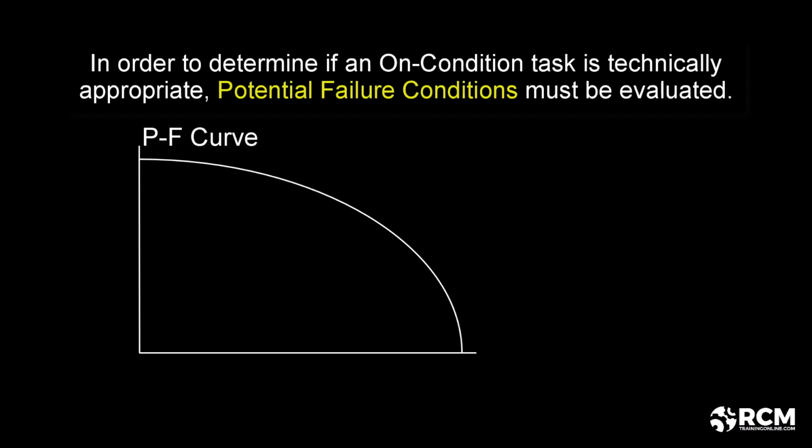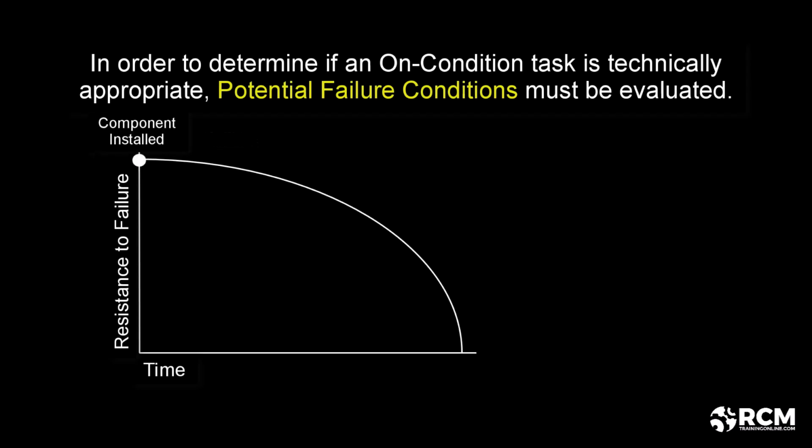To do so, let's take a look at the P2F curve. The x-axis is time, which can be measured in any units such as calendar time, operating hours, miles, cycles, takeoff and landings. The y-axis is the resistance to failure. The time that a new component is installed is depicted at the top of the y-axis, indicating the maximum amount of resistance to failure.